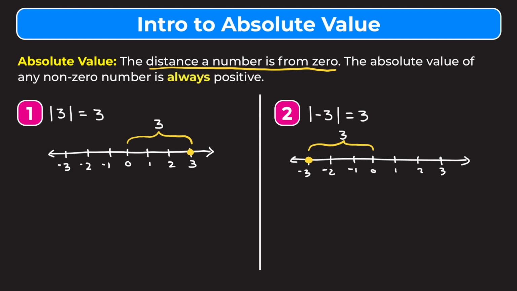So that's where the second part of our definition comes in handy. The absolute value of any non-zero number is always positive. So you don't always have to draw a number line. Basically, the absolute value of any number that's not 0 is just positive. So if it's the absolute value of a negative number, you just take the positive version of that number. If it's the absolute value of a positive number, the answer is just that number. And we're going to go through 4 examples where we're not using a number line so that you guys understand how to use this shortcut.